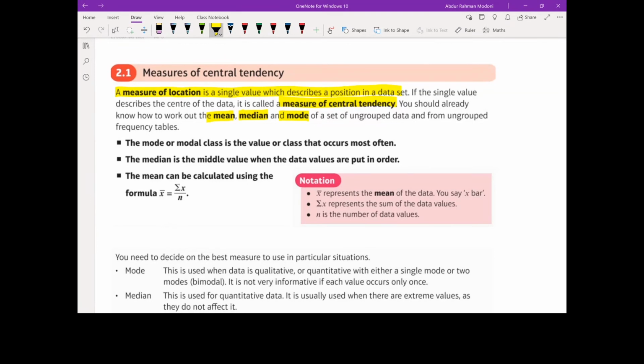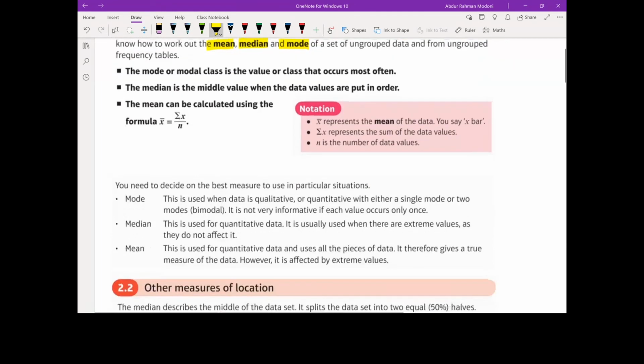So if we have a list of 100 data values which represent heights of students, then the mean, median, and mode are likely to be in the central position of those values. So that's why we refer to them as measures of central tendency, the mean, median, and mode.